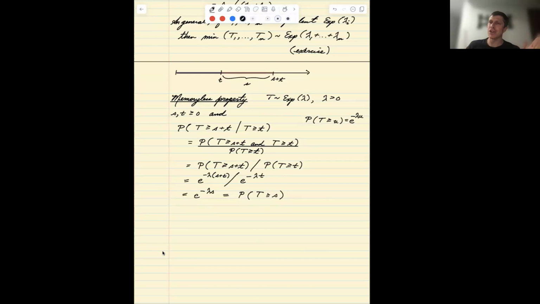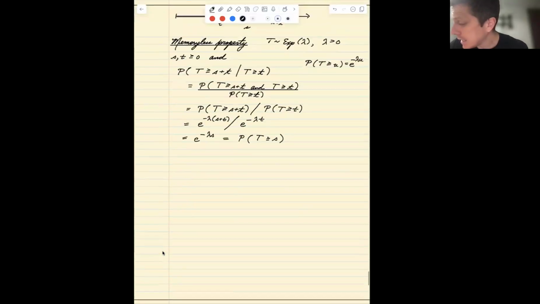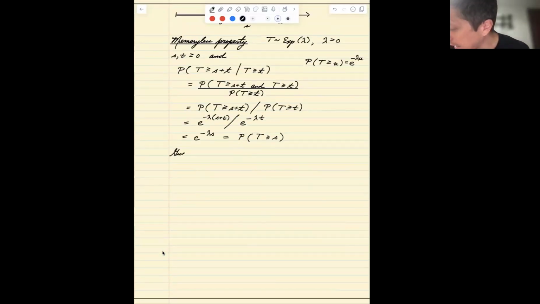If the question is conditional on having waited so long already, what's the distribution of how much longer I have to wait? Well, the memoryless property says it doesn't remember how long you've waited. The distribution of how much more time you have to wait is the exact same as the original random variable. We saw this property also for the geometric distribution. The geometric and the exponential are the only distributions that have this property, geometric being a discrete random variable and exponential being continuous.